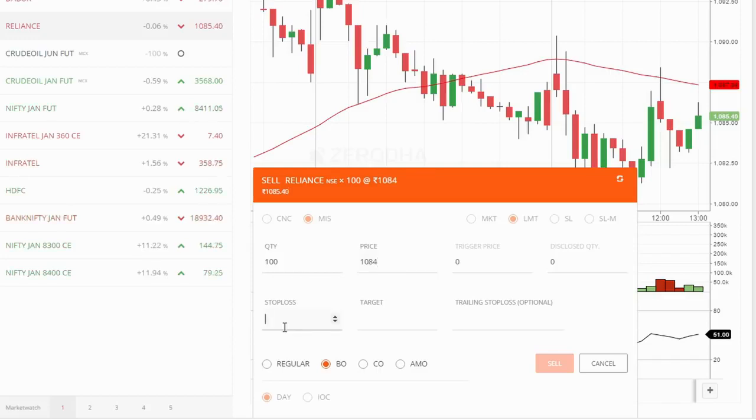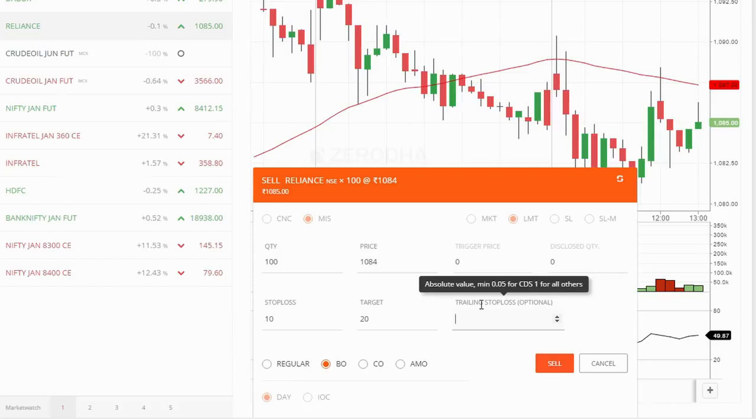Your stop loss has to be in terms of absolutes, so I don't want to lose more than 10 points on this trade, and my target also has to be in terms of absolutes, and I don't want to make more than 20 points on this trade. If you look here, there's a trailing stop loss which is optional. It has to be in an absolute value of 1, or 0.05 for CDS. So I've chosen my trailing stop loss as 2.